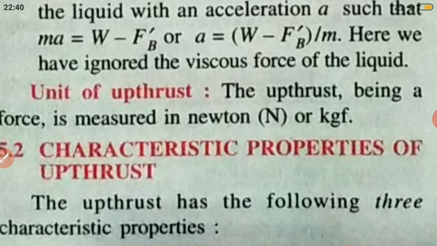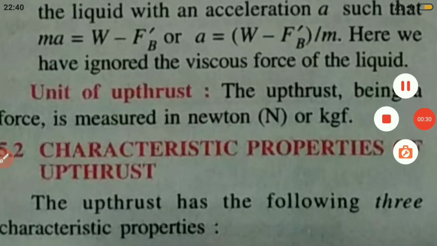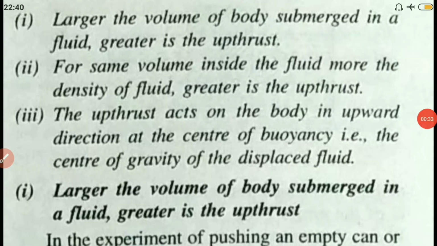The upthrust has the following three characteristic properties. Number 1, larger the volume of the body submerged in a fluid, greater is the upthrust. Number 2, for same volume inside the fluid, more the density of the fluid, greater is the upthrust. Number 3, the upthrust acts on the body in the upward direction at the center of buoyancy, that is the center of gravity of the displaced fluid. Okay, let us deal with them one by one.